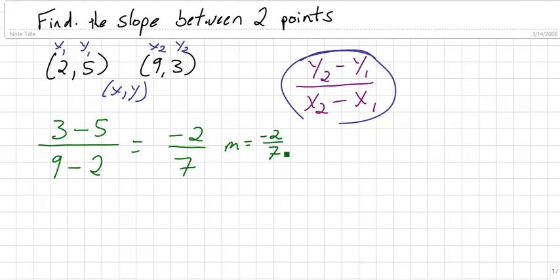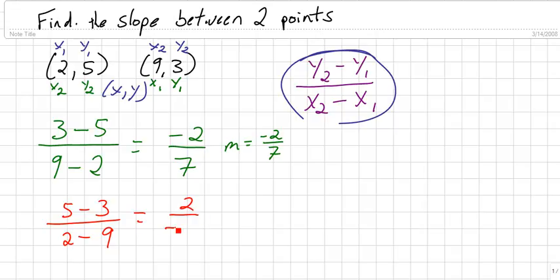Now notice, that's when we use this. But what if I say, all right, just for giggles, this is my x1. Well, then this has to be my y1 coordinate. And this would be my x2, and this would be my y2 then. Let's see what we get in that case. Well, in that case, my y2 is 5 minus 3 over 2 minus 9. So in this case, I get a positive 2 over a negative 7.